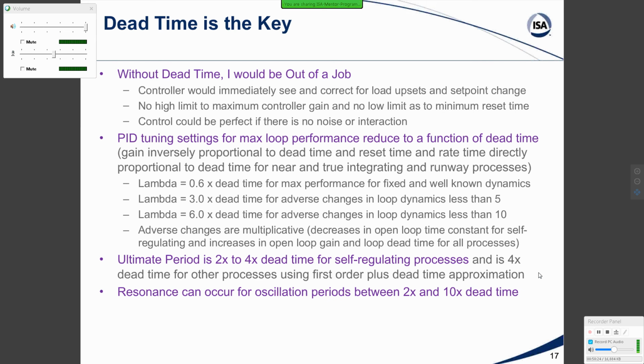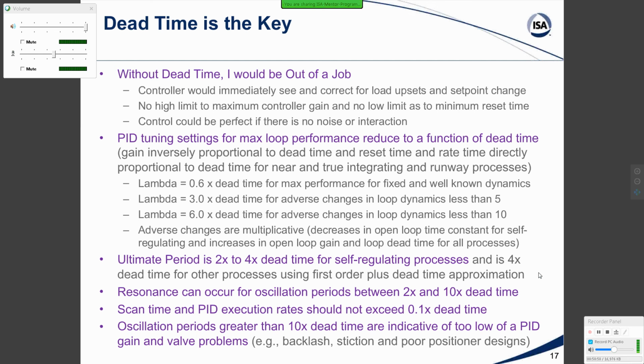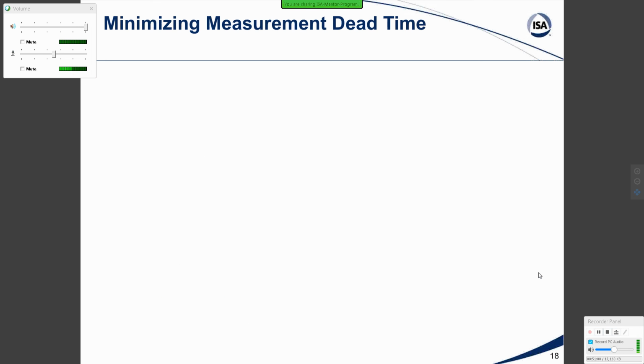Now, resonance can occur for oscillation periods between 2 and 10 times the dead time. And the scan time and PID execution rate should be less than 1/10 of the dead time, and we learned before that the filter should be less than 2/10 of the dead time. And finally, oscillation periods greater than 10 times the dead time are indicative of too low of a PID gain and valve problems, backlash, stiction, poor positioner designs.